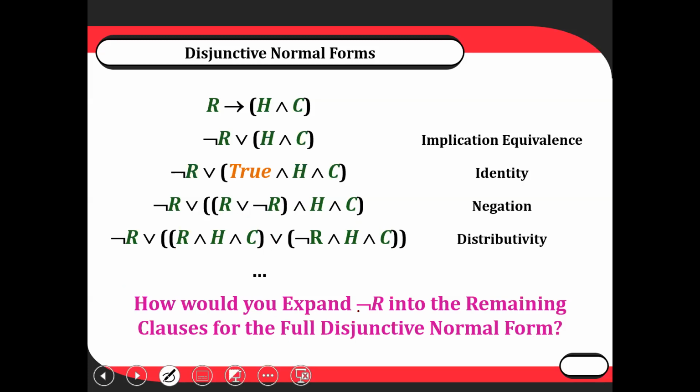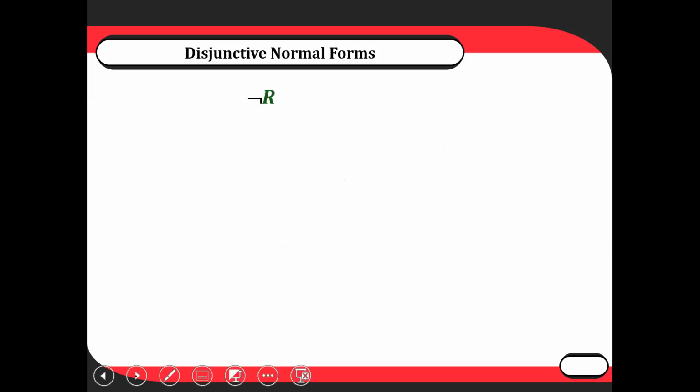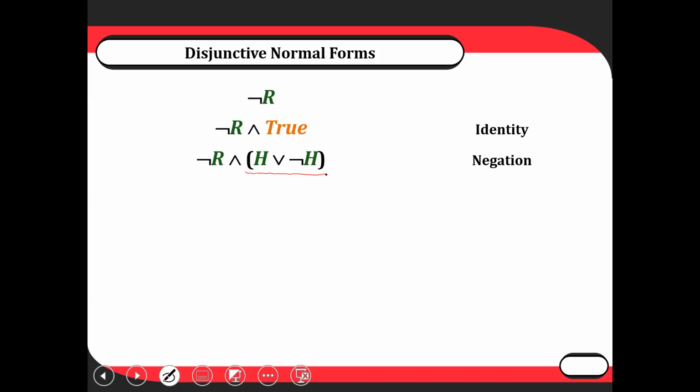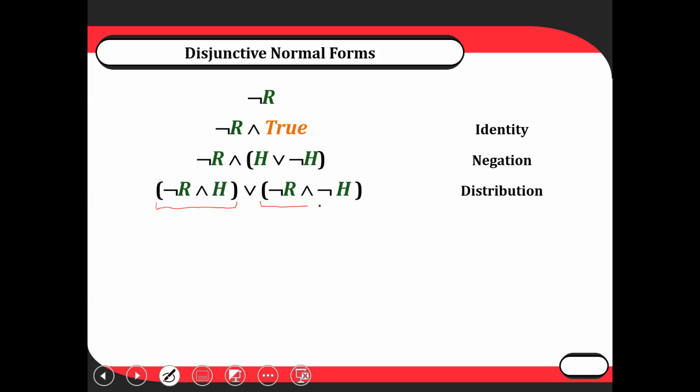All right. So now we want to, how would we expand not R into the remaining clauses for full disjunctive normal form? Well, basically we follow this pattern: identity, negation, and distribution. Right. So if we have not R, we use identity to introduce a true. We can use negation to introduce H or not H, and then distribution to put it into disjunctive normal form.